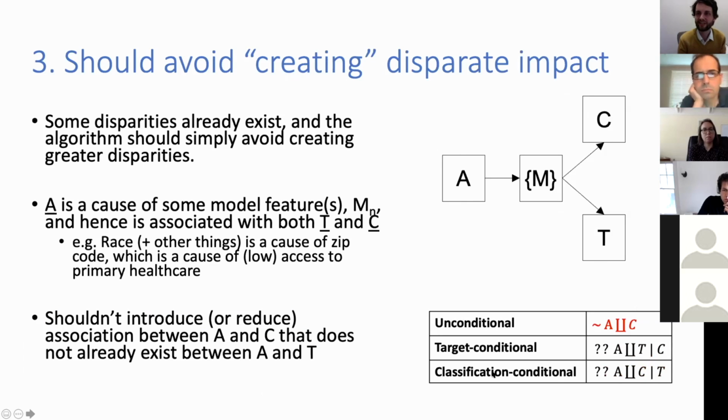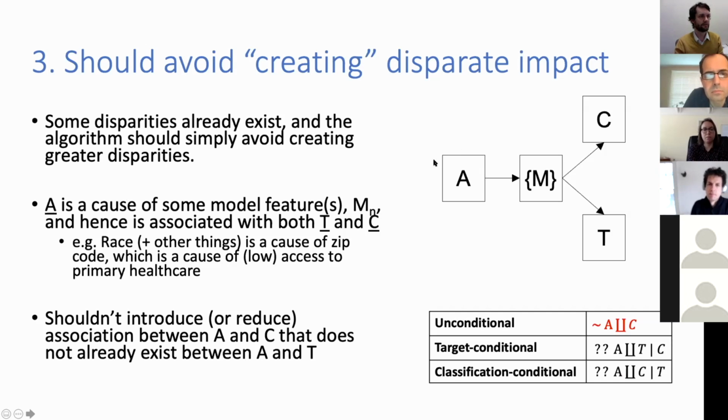Two, you should avoid creating disparate impact. So some disparities already exist, and the algorithm should simply avoid creating greater disparities, right? The idea being that the baseline is the perfect ideal situation where there is no disparity, but some disparities already exist, right? And the algorithm should simply avoid creating greater disparities.